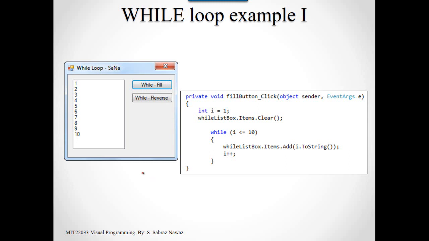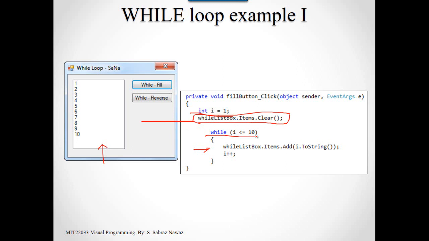Here we have an example where we have added one list box, and we would like to add the numbers from 1 to 10 inside the list box. Here you can see 1 through 10 added to the list box. We already saw how we can add items to the list box. We have declared a counter variable called I, int I, and the first thing that happens is it clears the list box. It is not related to the loop structure.